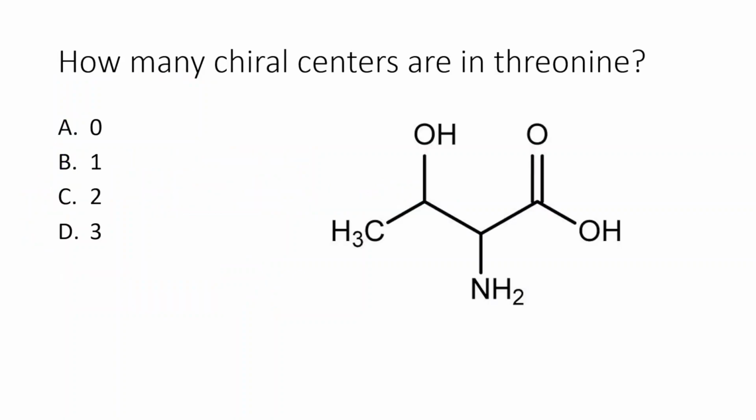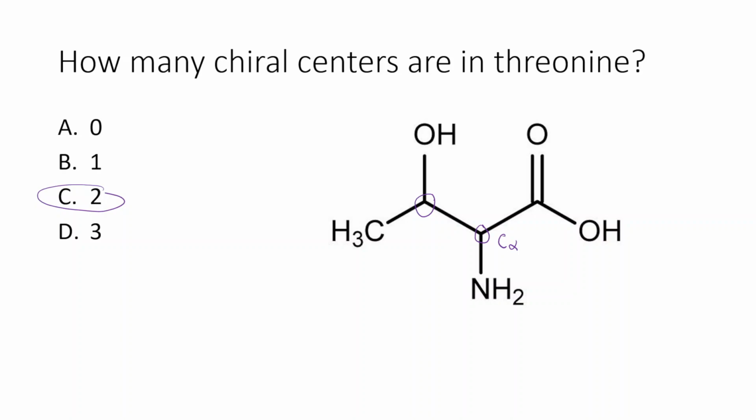So, how many chiral centers are in threonine? Everybody take a second and think about it. More than a second. I'll give you like 30 seconds. All right. So, how many chiral centers are in threonine? Go for it. 2. Yeah, where are they? Yes. So, it is 2.